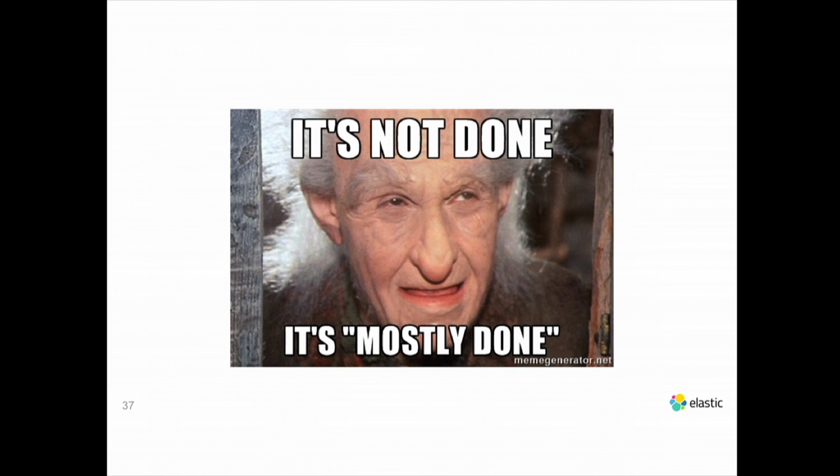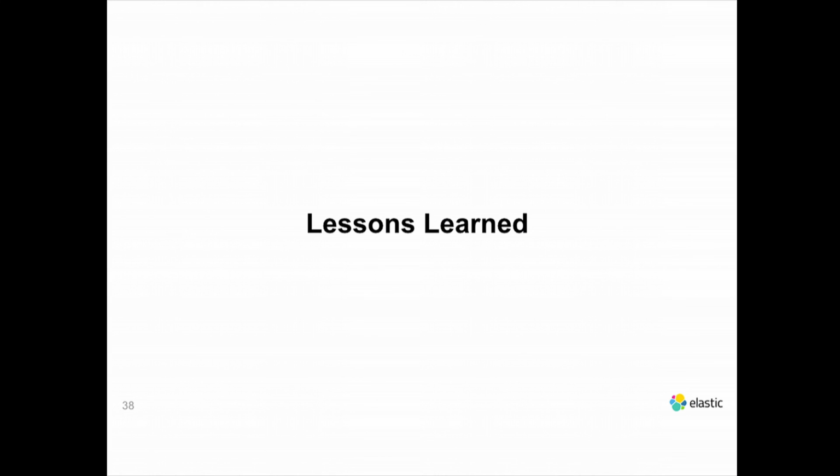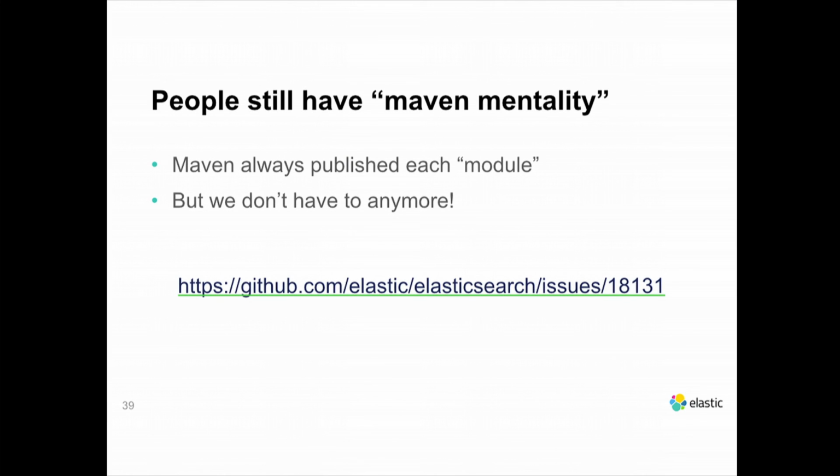So those were five of the things that we did, but it's not completely done. We still have more stuff that we want to do, and we have some things that we've learned throughout our nine-month journey now. One of the things that we've learned is people still have this Maven mentality. No matter what, there are still those people that love Maven and they think it's great, and they think that everything should be published. And this is a big problem.